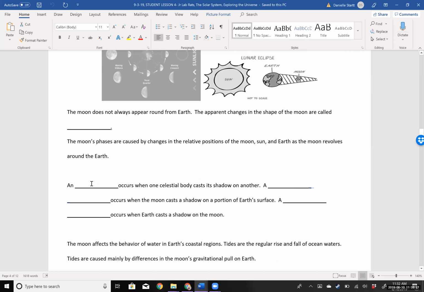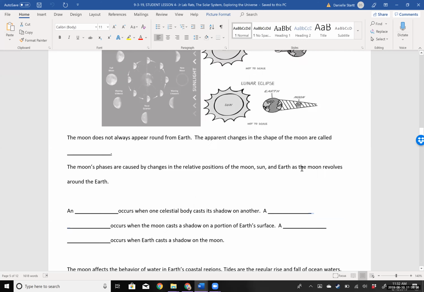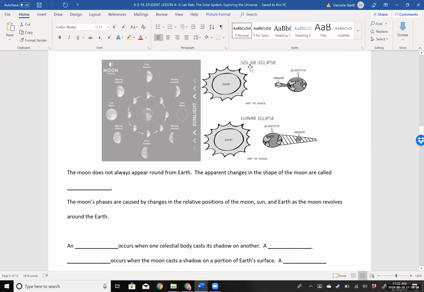All right. And blank, there's an "and," so we know the next one's a vowel. "And blank occurs when one celestial body casts a shadow on another." Okay, so in both of these examples of a solar eclipse and a lunar eclipse, you got one celestial body, that means one thing that lives in the sky, casting a shadow on another. So what do both of these have in common? They're both a type of what?